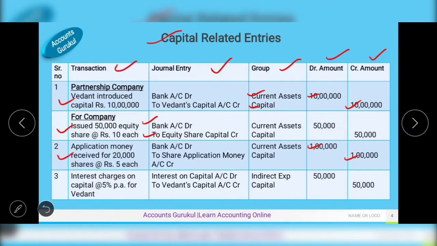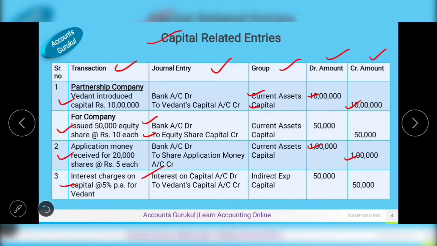Then the next, interest charges on capital at the rate of 5% per annum for Vedant. So Vedant Limited se jo paisa aaya tha, that's 10 lakh rupees as a capital. So on that, we are charging 5% per annum as an interest. Then the entry should be interest on capital account debit to Vedant's capital account credit. So the indirect expenses, that's the interest on capital.